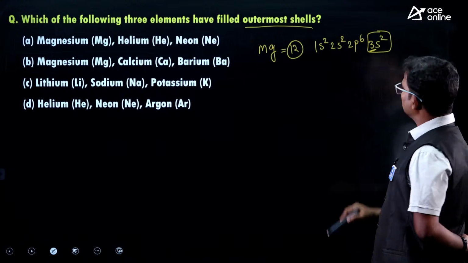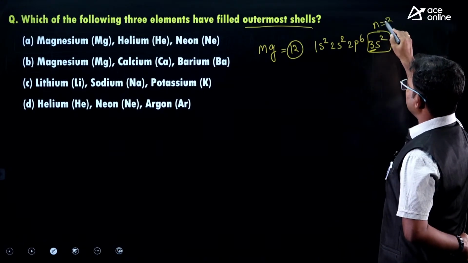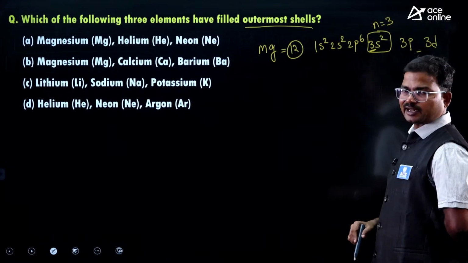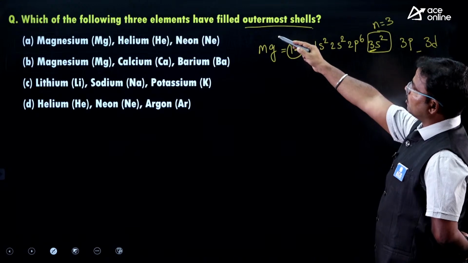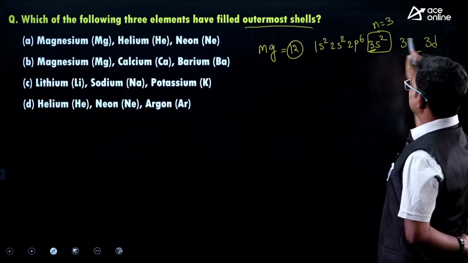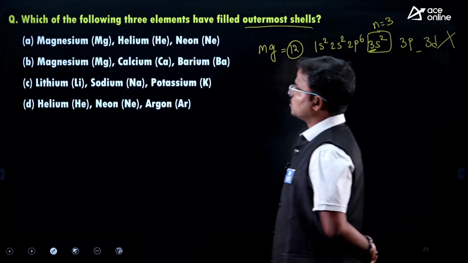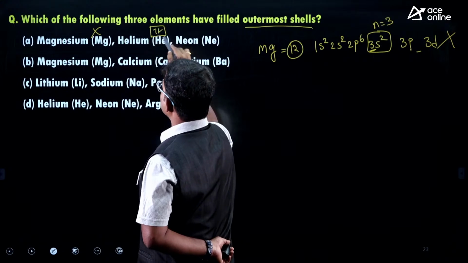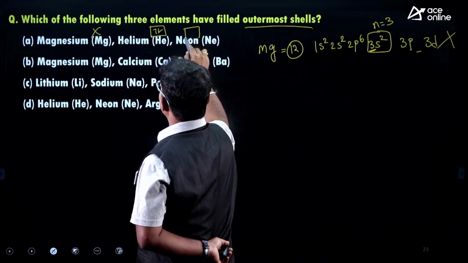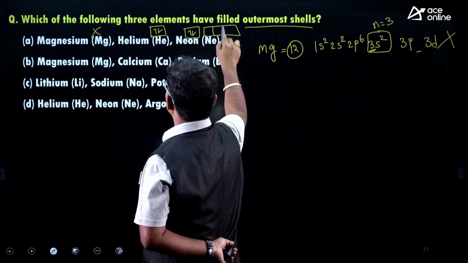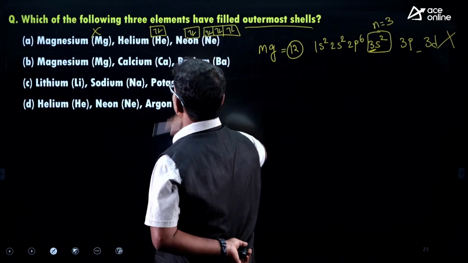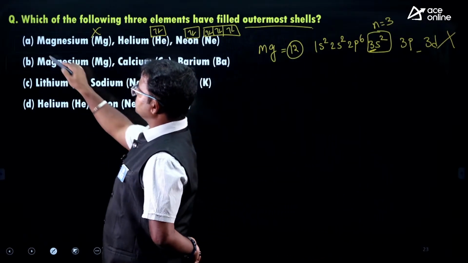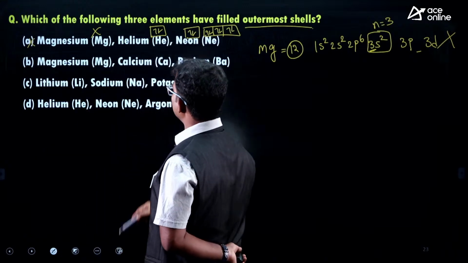But here the principal quantum number is 3, so it has 3p and 3d orbitals, but these are completely vacant. The outermost shell should be completely filled. That's why magnesium is wrong, but helium's valence shell electrons are completely filled. Neon's electrons are also completely filled. Why? Because these belong to the 8A group, or 18th group, elements. So the first option is wrong. Next one, magnesium, calcium, barium.